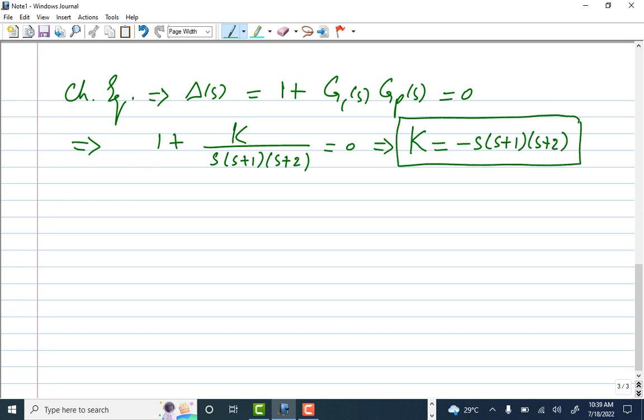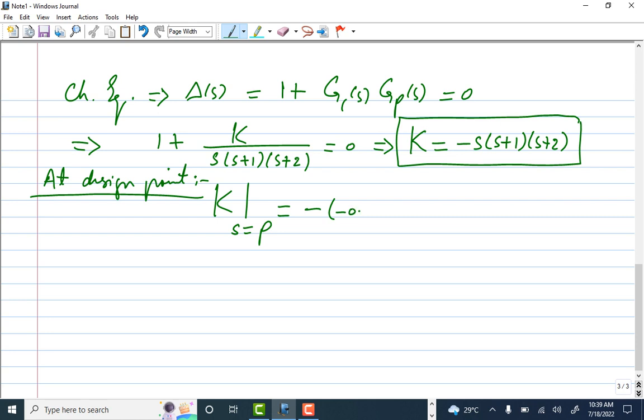Now we have to evaluate k at the design point. At the design point, k at s equal to P is found by just plugging in the values, that is minus 0.4 plus 0.55j, which was our design point. Again plug in the values and do a little mathematics. It becomes 0.6 plus 0.55j. Again plug in here and do a little maths. It becomes 1.6 plus 0.55j. Now this is our point.